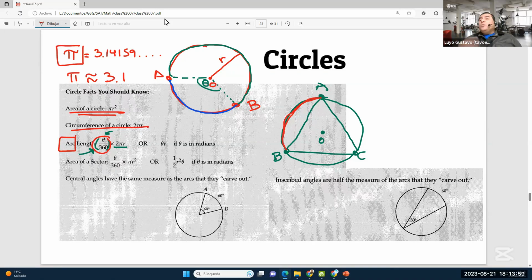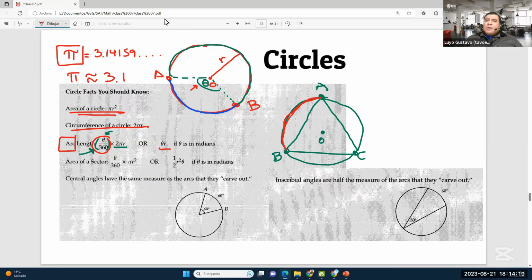Now, if you want to work with radians, if you have the measure of an arc, the angle, this angle here in radians, just multiply that by the radius, and that's the length of the arc. So it's very convenient.